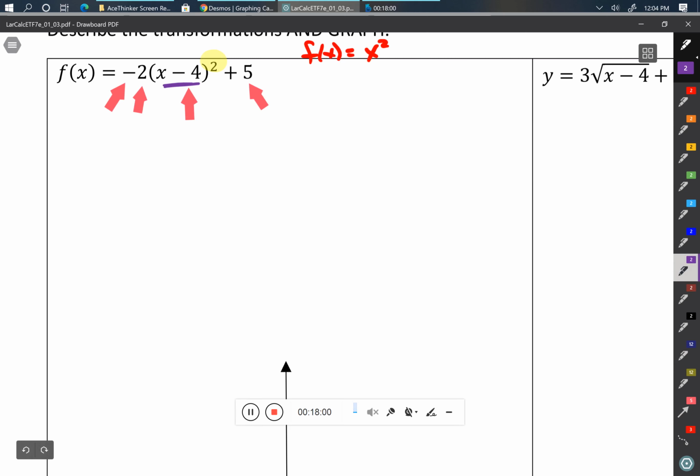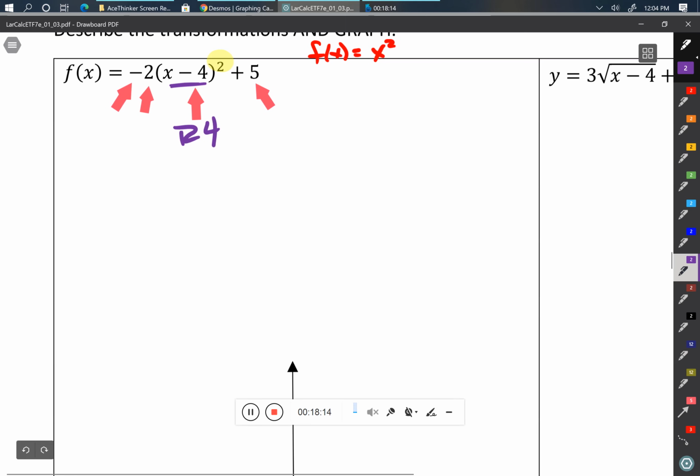Well, this is a horizontal shift. And why am I starting in there? Because Aunt Sally told me to. Please excuse my dear Aunt Sally, order of operations. So this is going to be right 4 units. And then the 2 and the negative. So 2 is a vertical stretch, and the negative is a flip. So we have a vertical flip and a stretch. And then what does the 5 do, the last thing? That's going to shift it up.